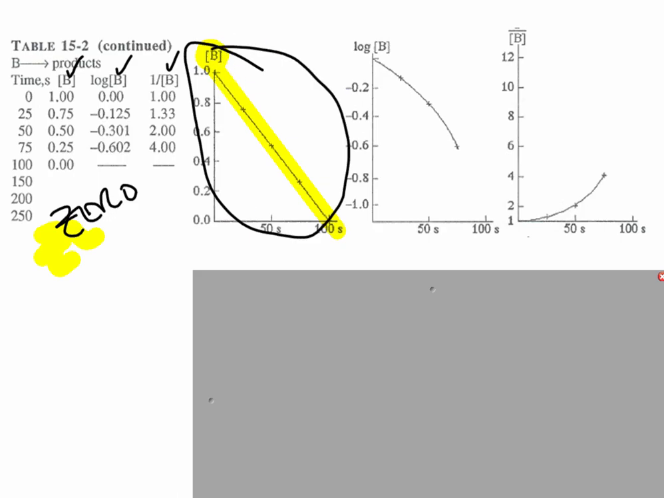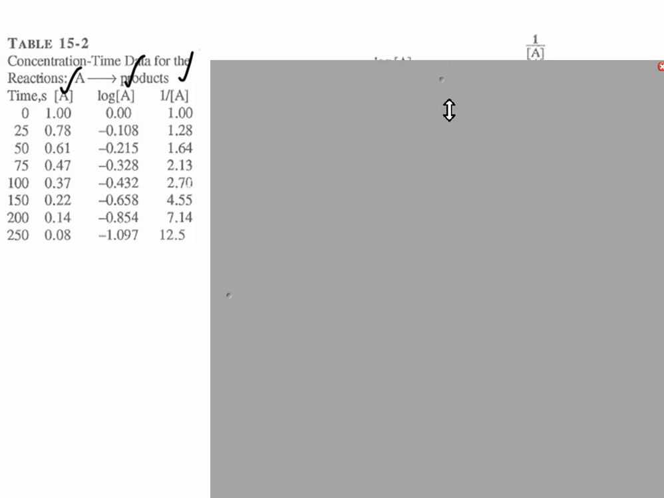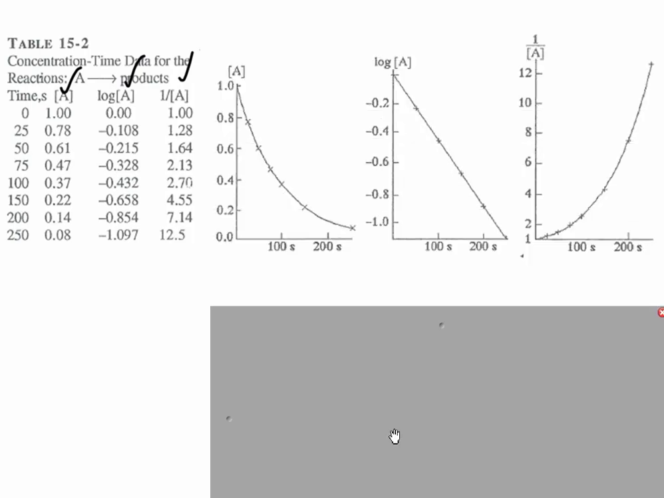Here we have another situation. I have A going into products. I have a data table. I have A, log of A, and the inverse. What they'll do on the AP exam is they'll provide me a set of 3 graphs. So I have 3 graphs, and I find the straight line. Boom. This is my straight line plot right here. I look and see what's on the Y. I have the log of A.